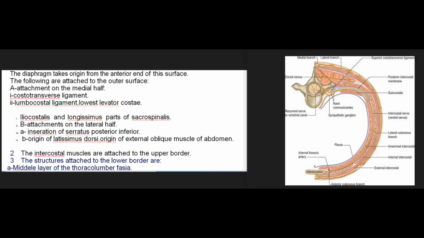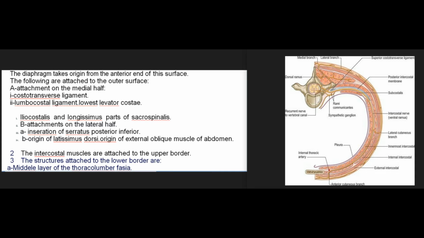The following are attached to the outer surface: A. Attachments on the medial half: 1. Costotransverse ligament. 2. Lumbocostal ligament. 3. Lowest levator costae. 4. Iliocostalis and longissimus parts of sacrospinalis. B. Attachments on the lateral half: 1. Insertion of serratus posterior inferior. 2. Origin of latissimus dorsi. 3. Origin of external oblique muscle of abdomen.